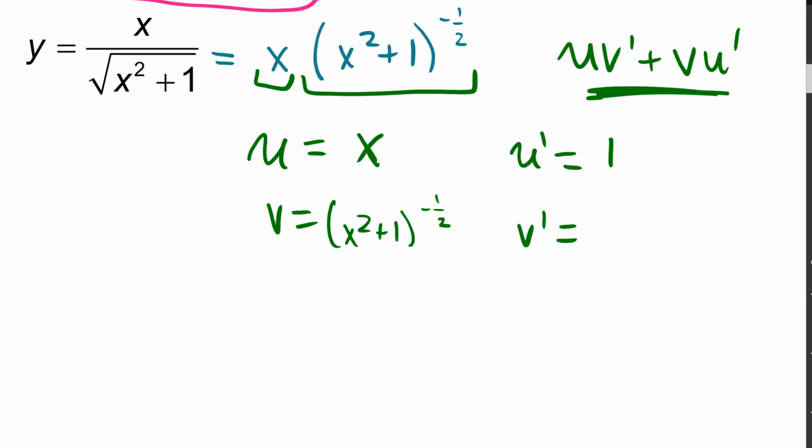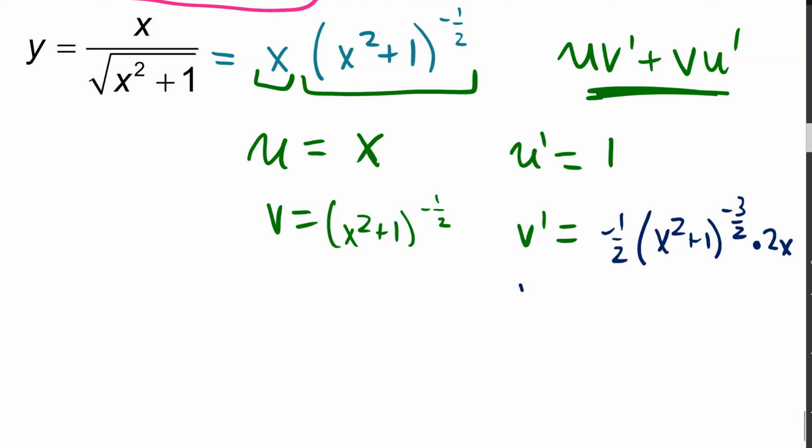Okay, this is the hardest part. Are we ready? v prime. I have to take the derivative of (x squared plus 1) to the negative 1/2. We have to use the power rule. So negative 1/2 times (x squared plus 1) to the negative 3/2, and then the derivative of the inside, times 2x.